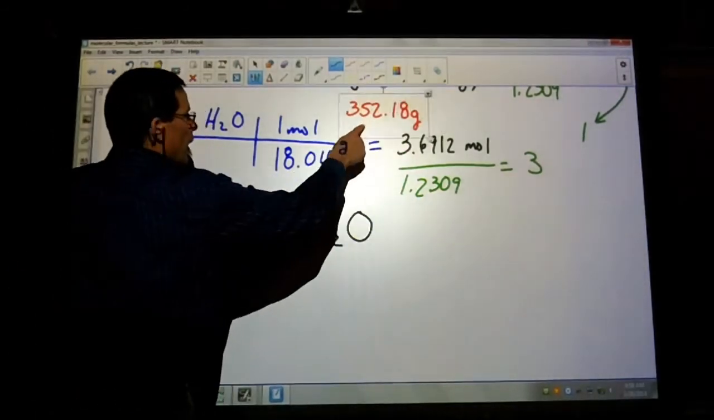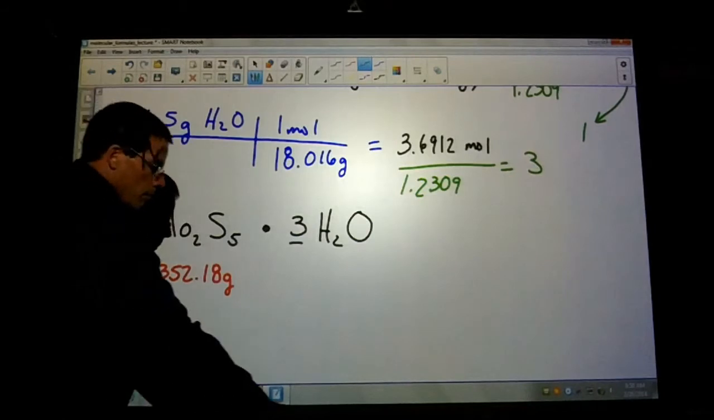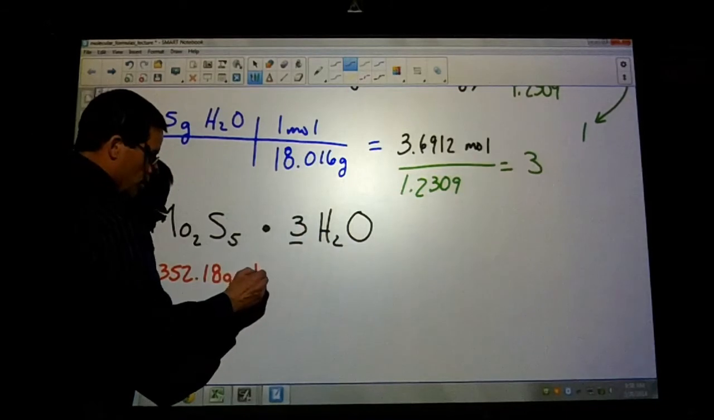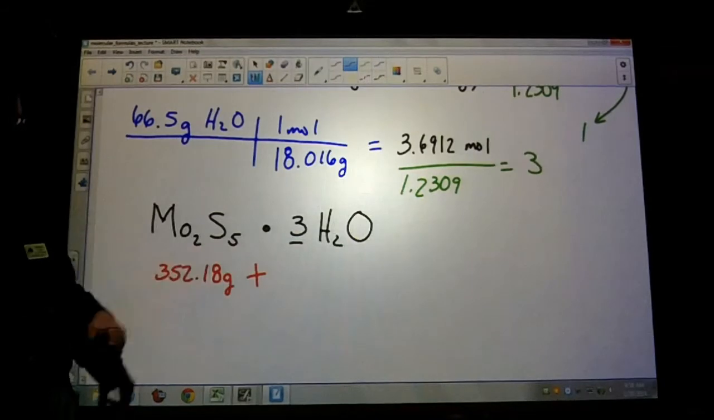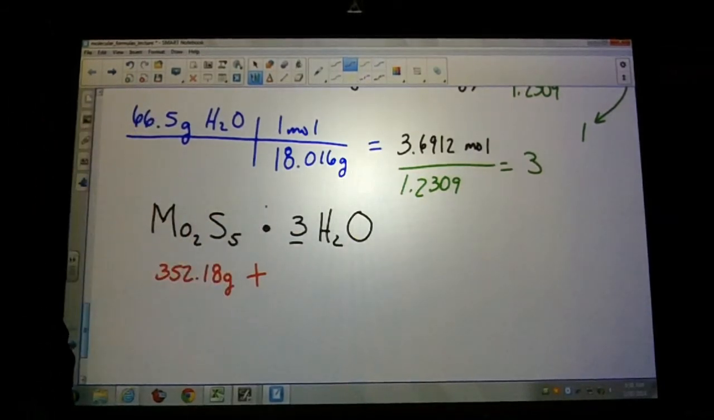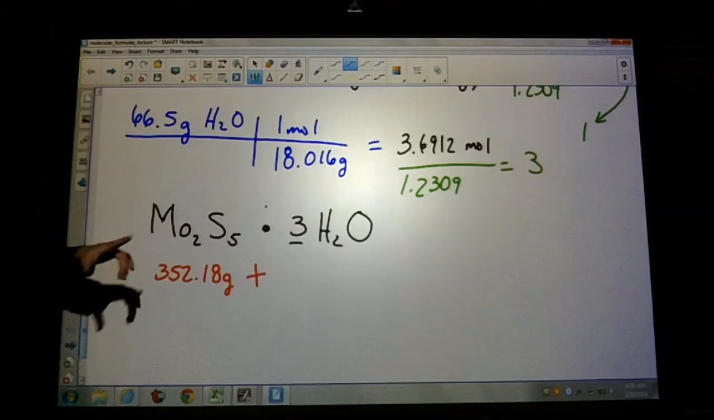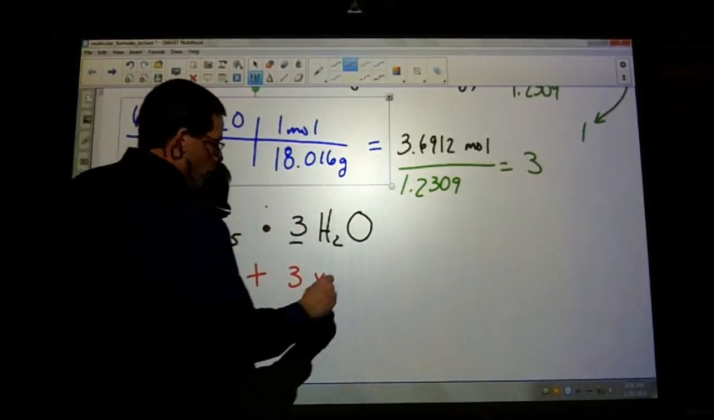Well, you know that this is the molar mass for the Mo2S5, right? What would you do then? Treat this dot as a what? An addition sign. Very good. Because you have 3 water molecules chemically attached. So that's not a multiplication dot. That's a big dot. It represents that water is attached to that guy. So we do an addition sign, and then you do your 3 times the 18.016.